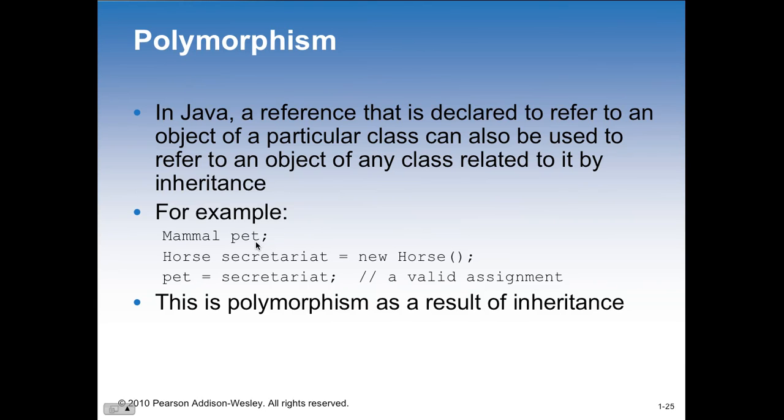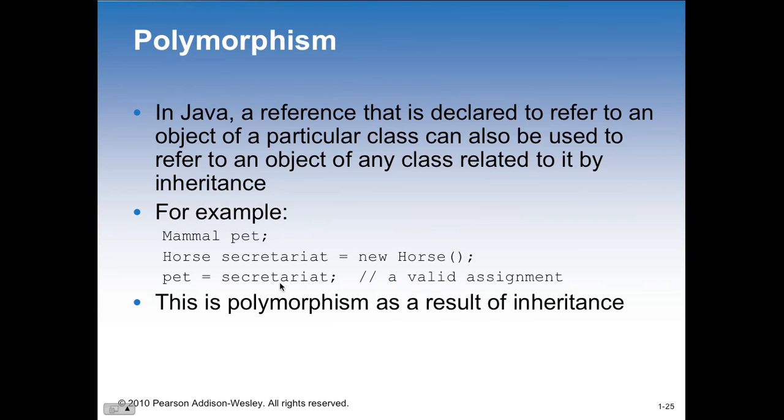We have Mammal pet. I'm going to assume that you have some programming experience, hopefully in Java, but you don't have to. We're making a new instance of this particular object and calling it pet, and it is of the data type Mammal. Then we have Horse secretariat, which is equal to new Horse, creating a horse. And pet is going to be equal to secretariat. Well, we made a horse, but a pet and a horse and a mammal are, through inheritance, of the same object type. It's just that a mammal can be a horse. So this is going to work for us.